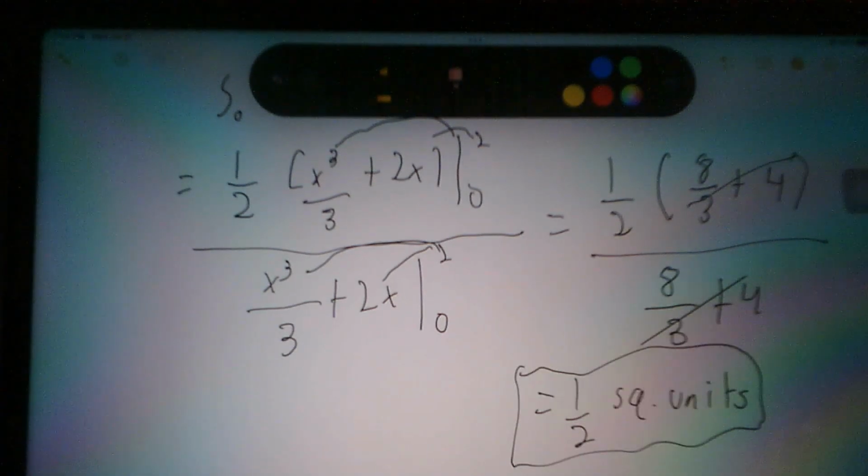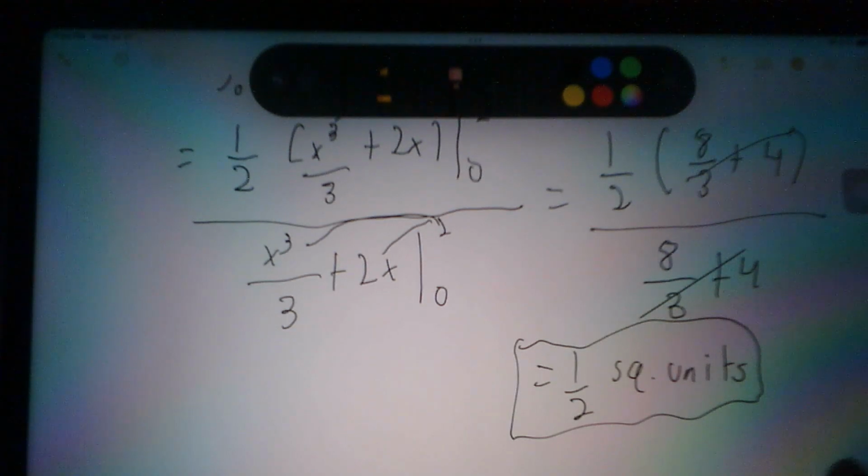So that's all for centroids, and that's all for the topics that we discussed today.